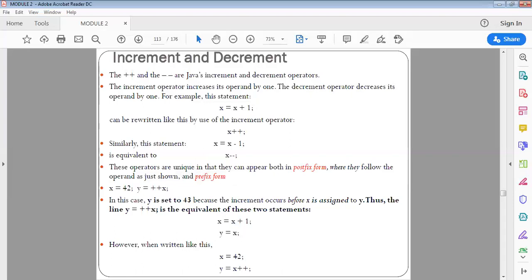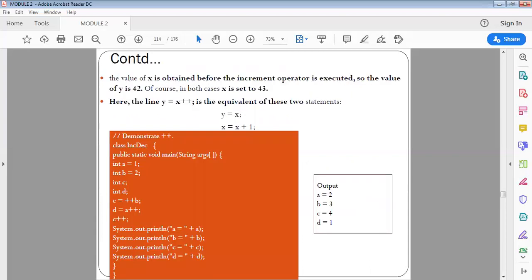However, when you write x = 42, y = x++, now we are assigning the value of x to y and then incrementing the value of x. So after this statement, y will contain the value 42 and x will be incremented by 1, that is 43.